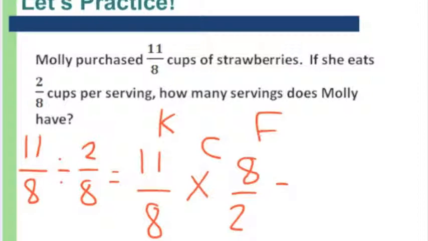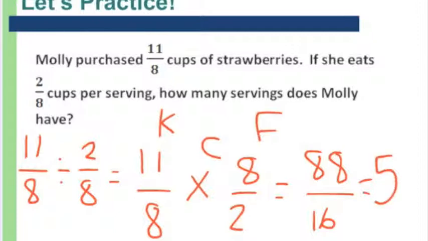The next step is just to multiply across. 11 times 8 is 88. 8 times 2 is 16. We can't leave our fractions in improper form, so we would divide 88 by 16, and we would get 5 as our whole number and 1/2.